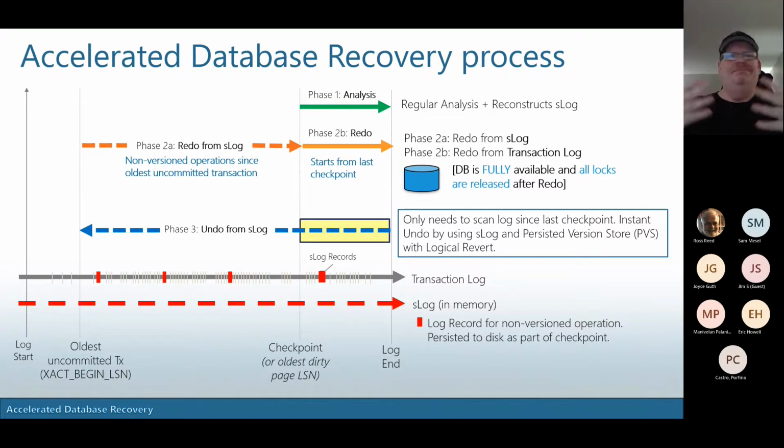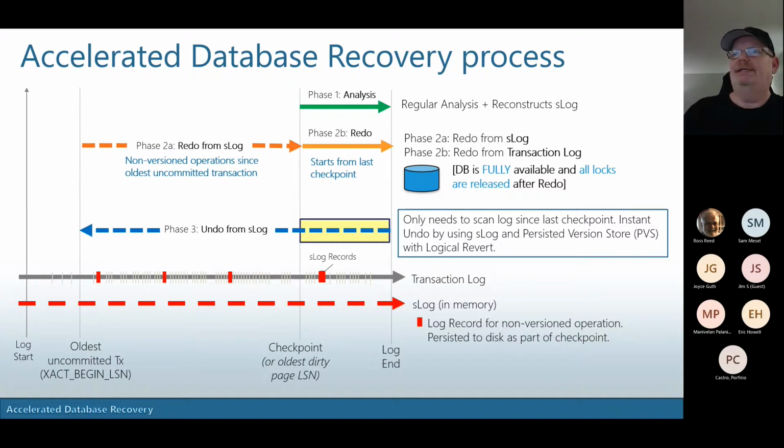So phase 1 is still the same. I'm still going to analyze everything since the checkpoint, the oldest dirty page. That's still the same. I do add one little piece to the analyze, though: I reconstruct what was in the secondary or streaming log, all my non-versioned operations. Any non-versioned operations that are persisted to disk as part of the checkpoint, I just reconstruct those and say, okay, we need to add these non-versioned operations.